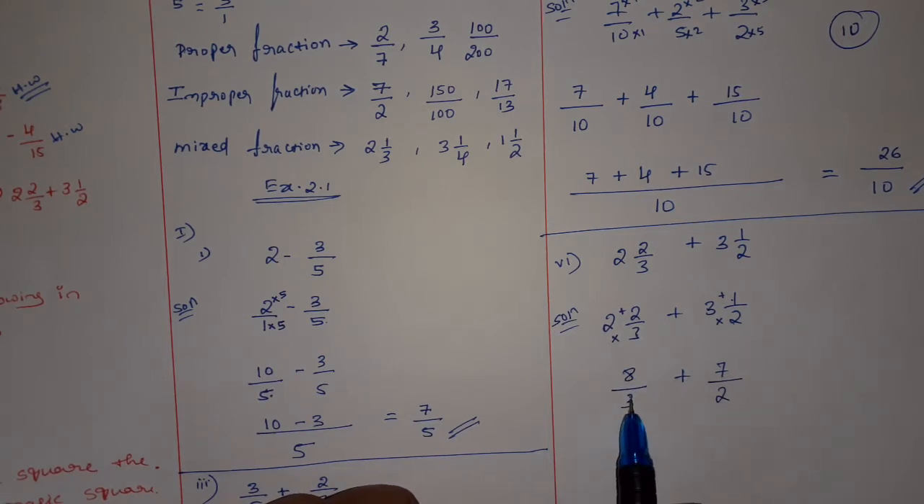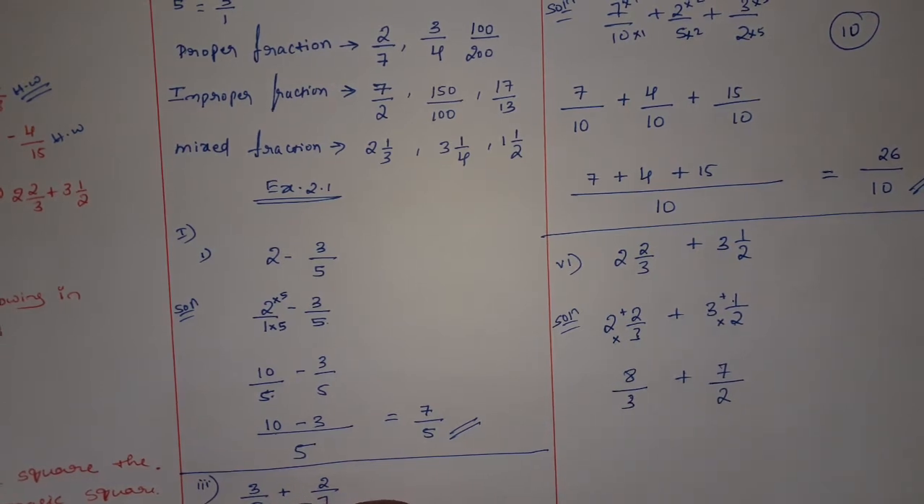Okay. Now, but these two are what? These two are unlike fractions. We need to convert them into like fractions. How to make them like fractions? Compare the denominators. Here it is 3, here it is 2. Both are different.